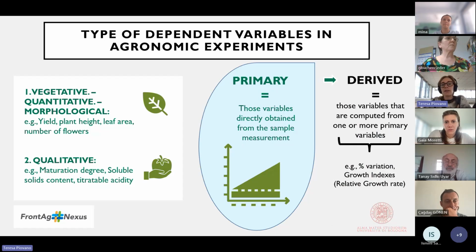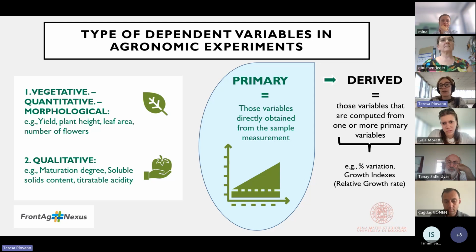Then we have the dependent variables. What are the dependent variables? We can divide them into principal categories, like the vegetative and quantitative or morphological dependent variables. That could be, for example, the yield, the plant height, the leaf area, or the qualitative dependent variables, like, for example, the soluble solid content, maturation degree, titratable acidity.